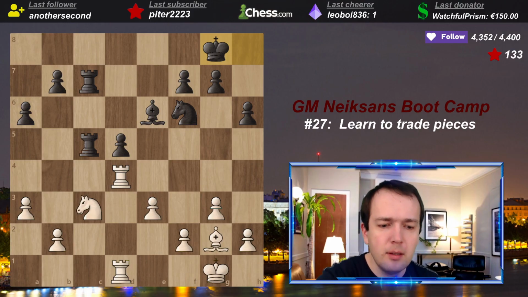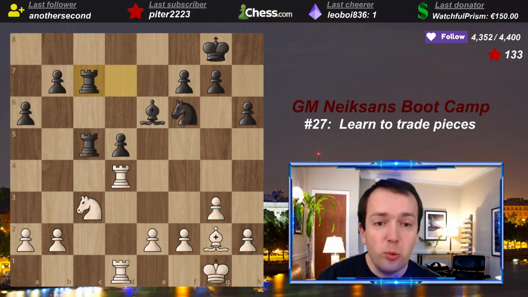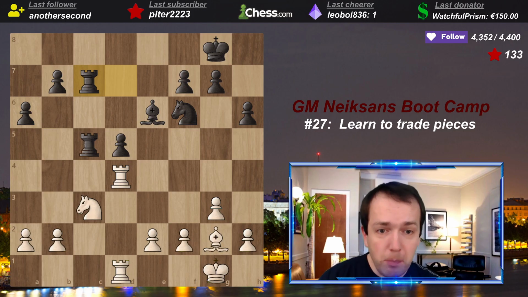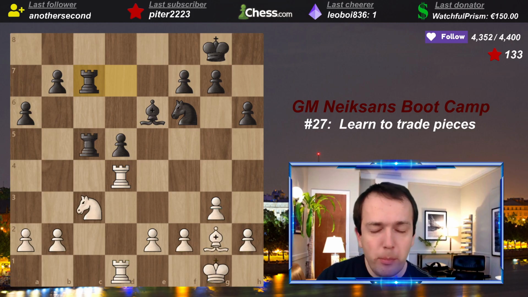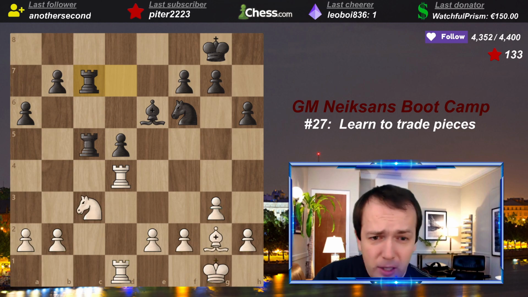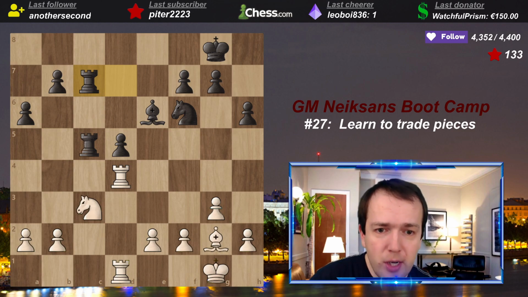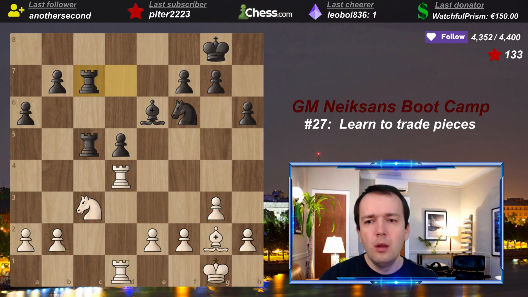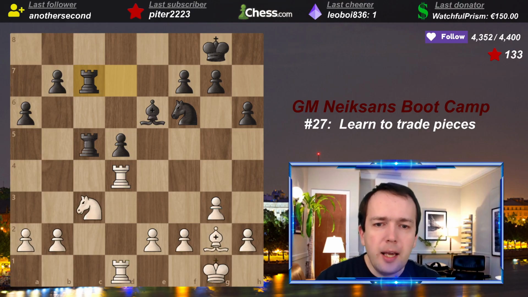But it doesn't work here. Because black immediately recaptures the pawn with rook c2. So here, it's out of the question. And of course, Karpov didn't trade. All right, that was about the IQP position.